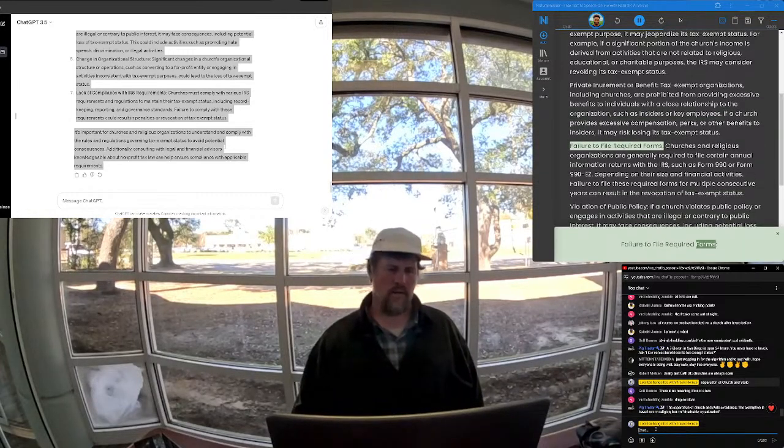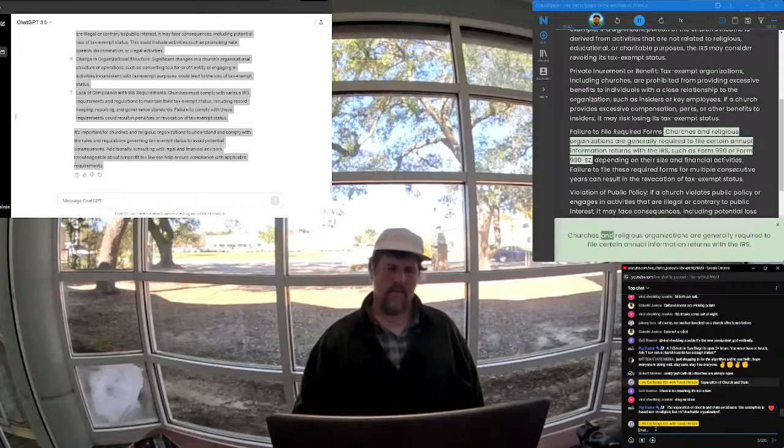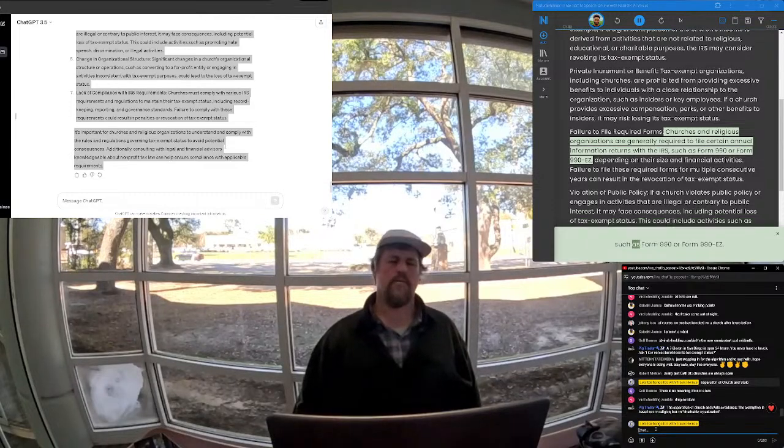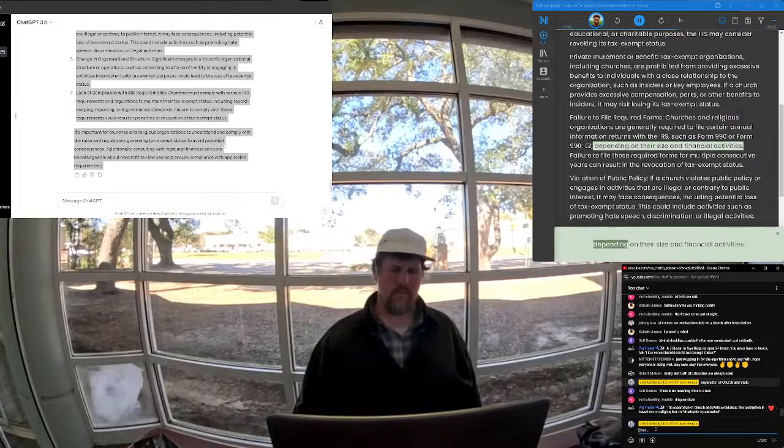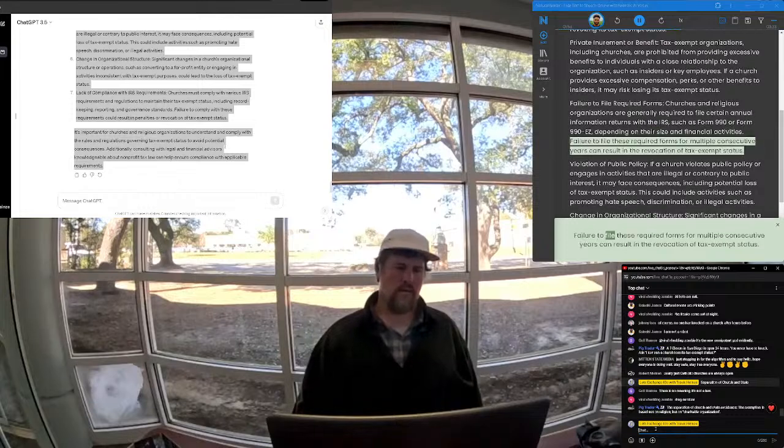Failure to file required forms. Churches and religious organizations are generally required to file certain annual information returns with the IRS, such as Form 990 or Form 990-EZ, depending on their size and financial activities. Failure to file these required forms for multiple consecutive years can result in the revocation of tax-exempt status.